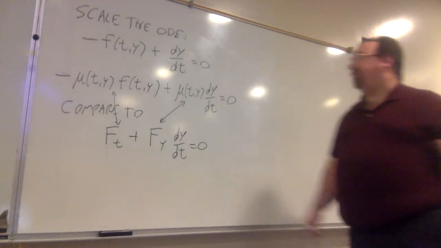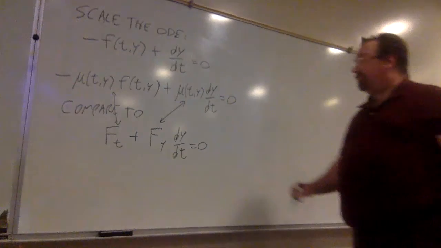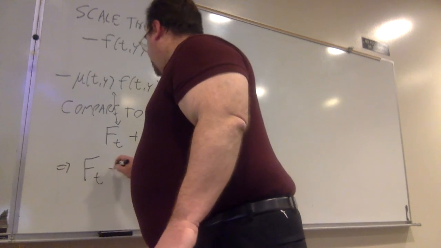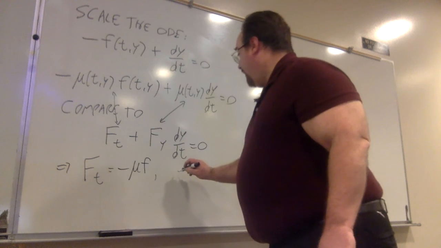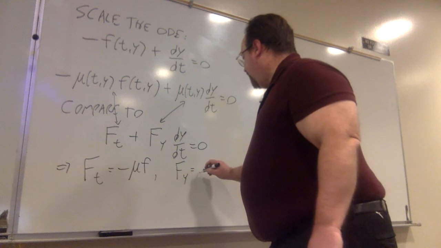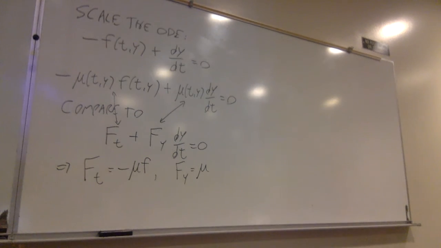I can match these two. Because capital F is something I'm trying to find. So I get the following. df dt must be equal to minus mu little f, and capital F_y must be equal to mu. Now, right now, little f is the only thing that's set in stone. That's the only thing that's given.